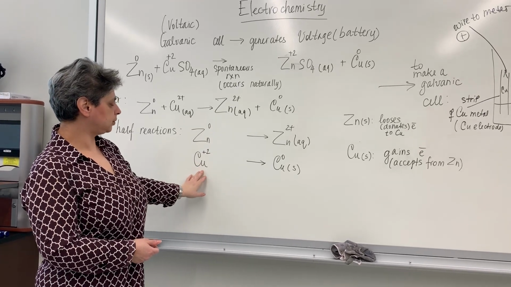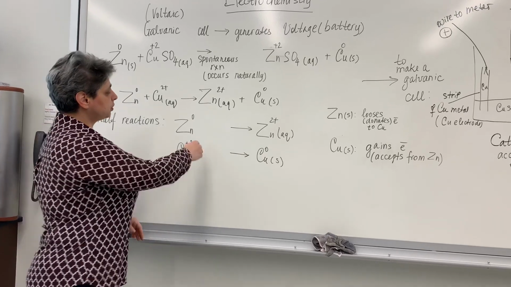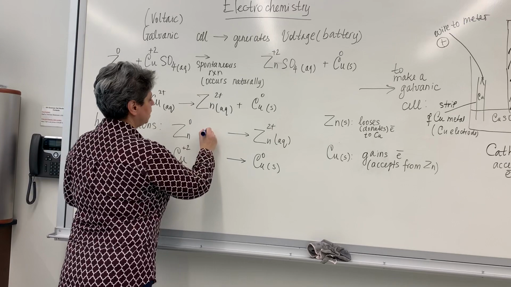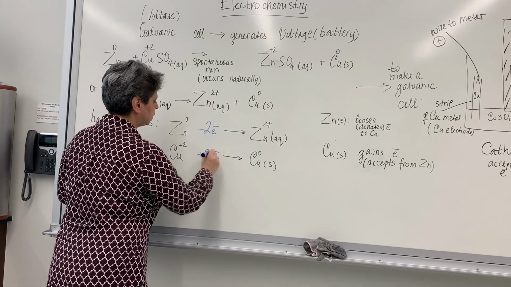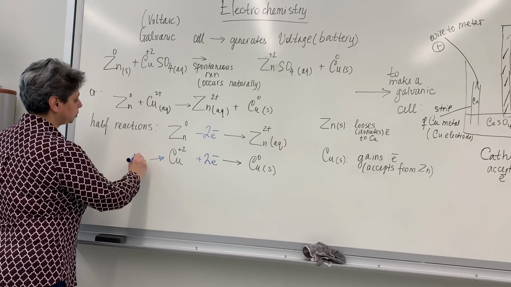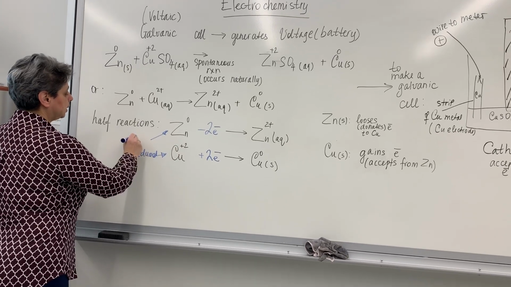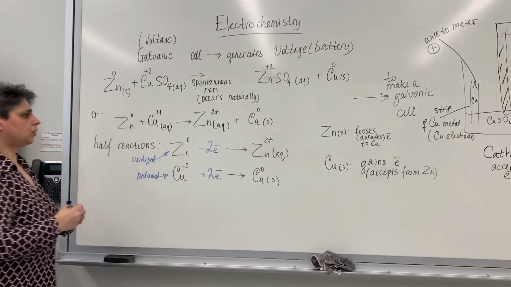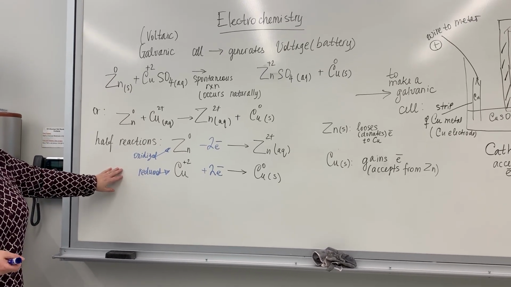Copper starts out at positive 2, ends up at 0, gains 2 electrons. So here you would write minus 2 electrons, and here you would write plus 2 electrons. So copper here is being reduced, and zinc here is being oxidized. So how can we use this information to construct a galvanic cell?